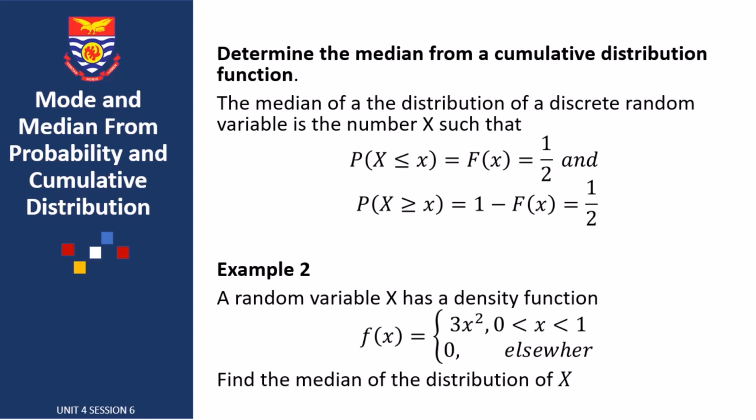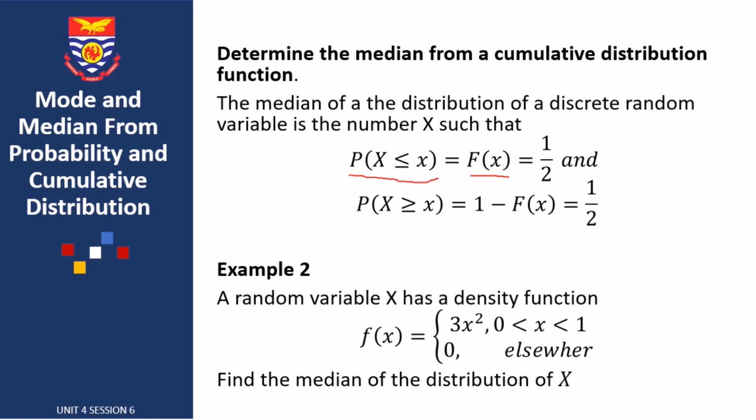if the probability of x less than or equal to small x, then F of x should be equal to 1 over 2. Otherwise, if the probability of x greater than or equal to small x, then we have 1 minus F of x equal to 1 over 2. That is how we find the median. We equate it to half.